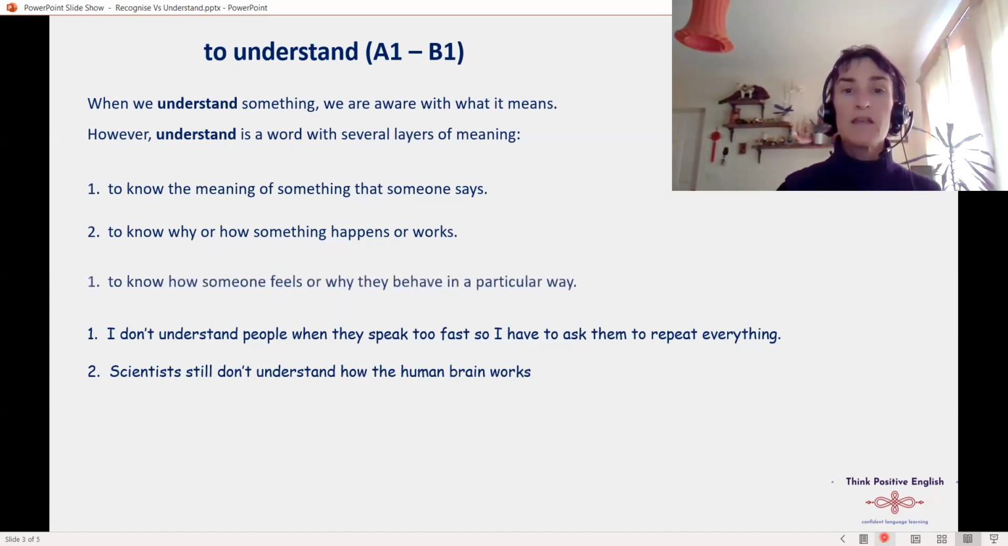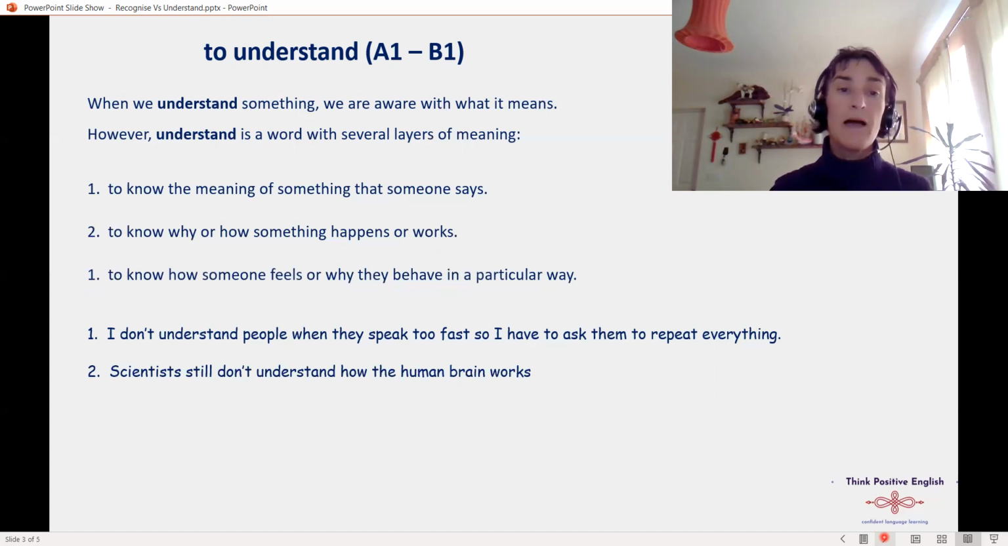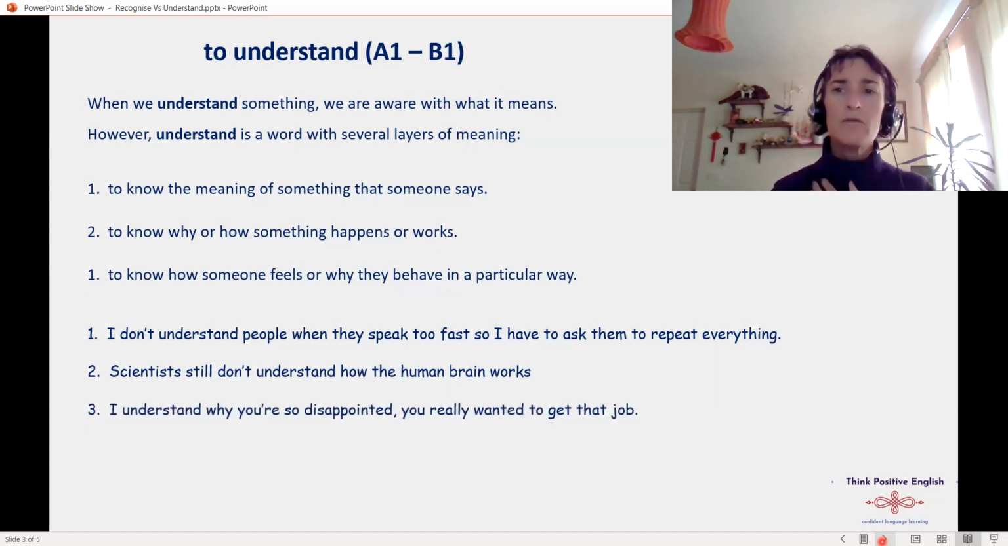And finally, we can use understand to talk about how someone feels or why they behave in a particular way. And here we're really saying that I know why you feel like this. I know why you are behaving like this. Oh, you didn't get the job. I understand you're really disappointed. I know you really wanted that job. So it's kind of like to empathize with how someone feels.